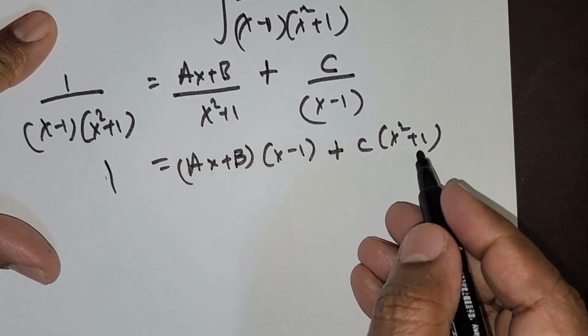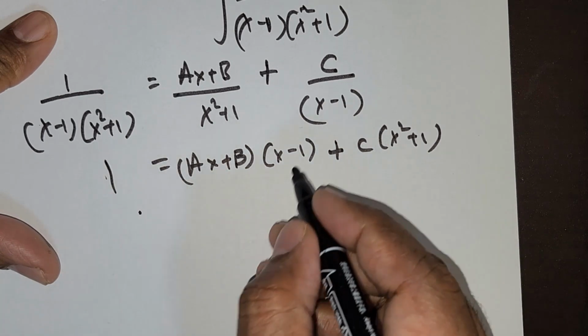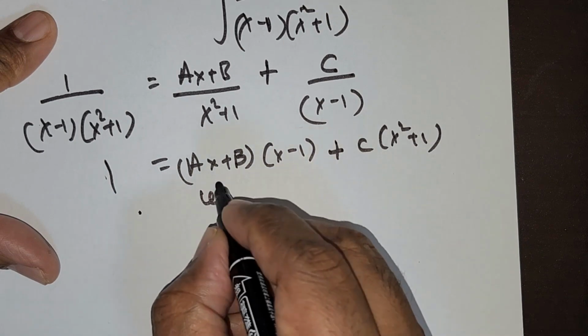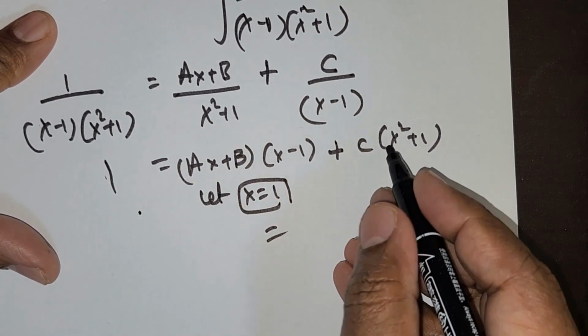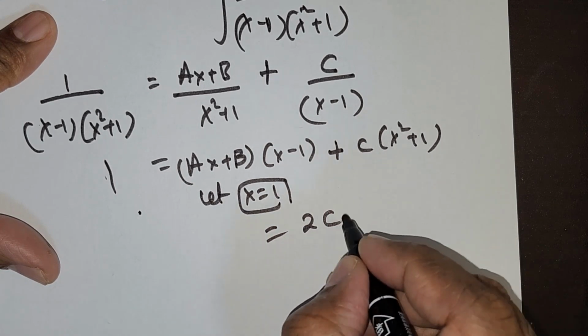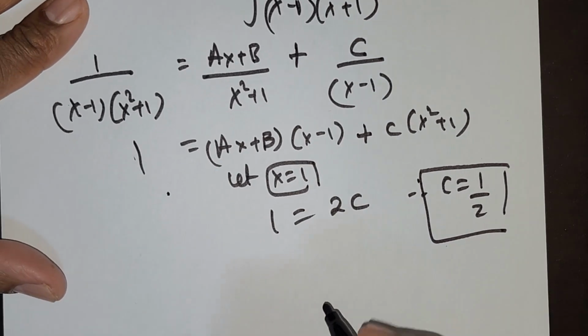Now what I would do is collect the coefficients. Okay, if you want you can directly substitute. Say if you want to substitute, let x be equal to 1, this goes off and you get 2 times c is equal to 1. So therefore c is equal to 1 over 2. So that is easily obtained.